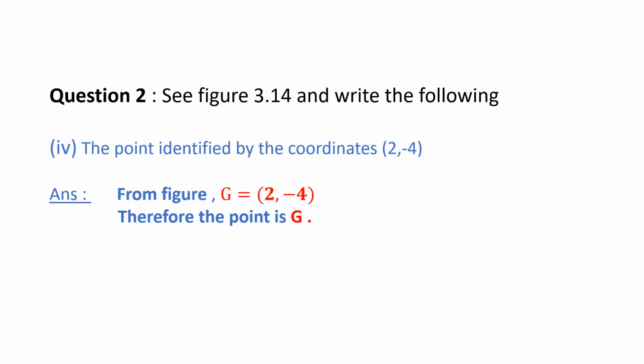So you can see again (2, -4) belongs to G, right? So from the figure, G is (2, -4). Therefore the point required is G. Next.